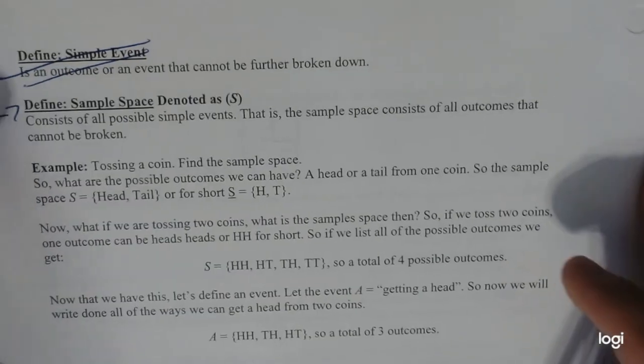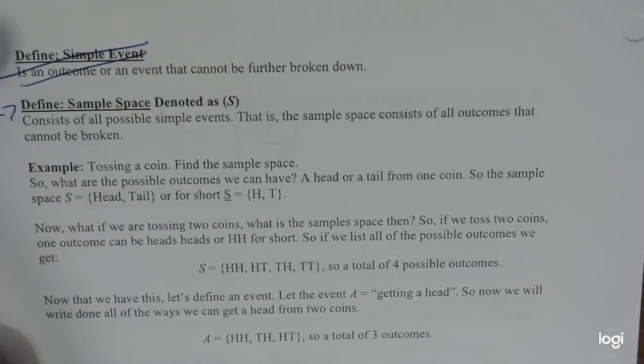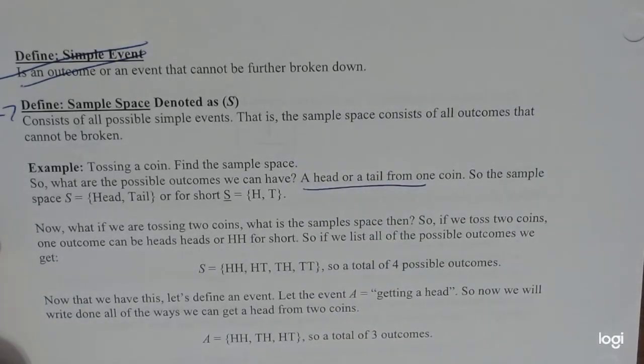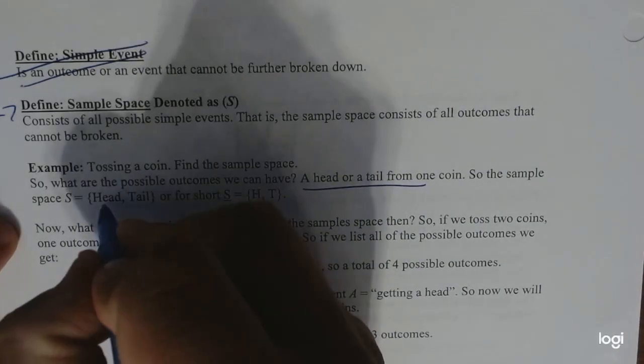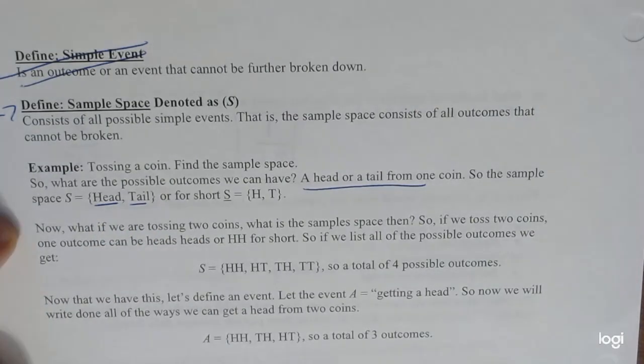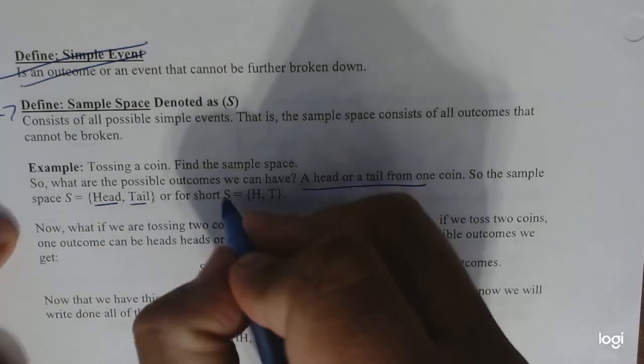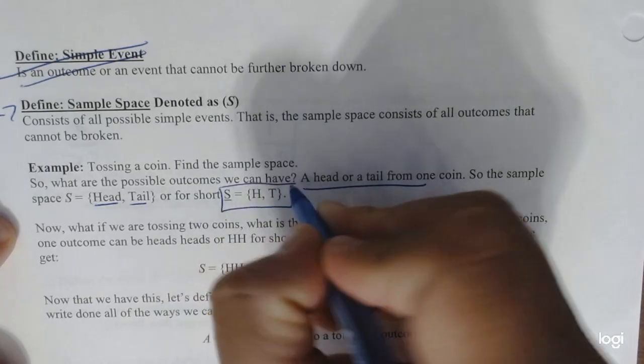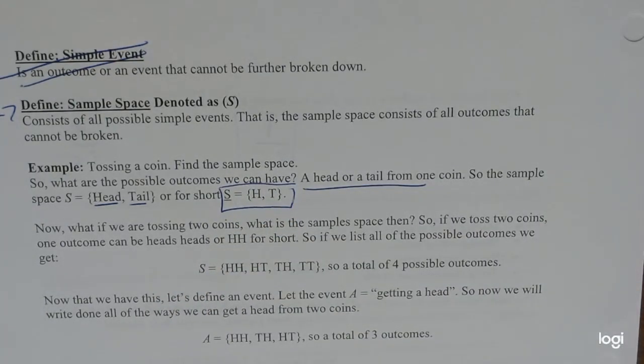Here's an example of what I mean by those two definitions. Let's suppose we want to toss a coin and find the sample space. What are the possible outcomes of tossing a coin? If you toss a coin, you can either get heads or tails, correct? There's no other way around it. So our sample space is heads, tails. Those are the two outcomes that could possibly happen, or for short, S equals {H, T}, for heads and tails. That's how we define our sample space: we literally list out all the possible outcomes that can happen.